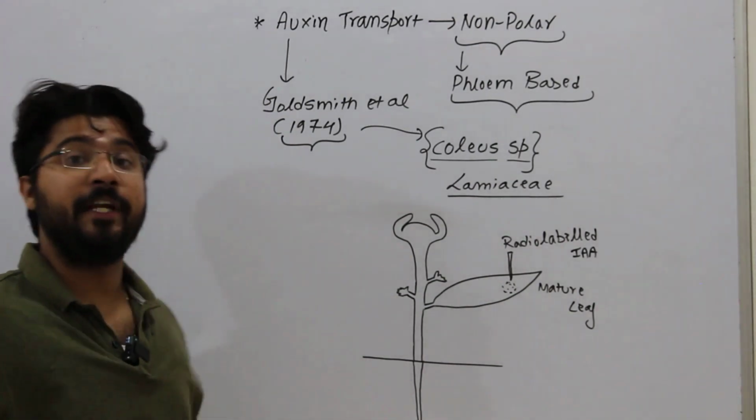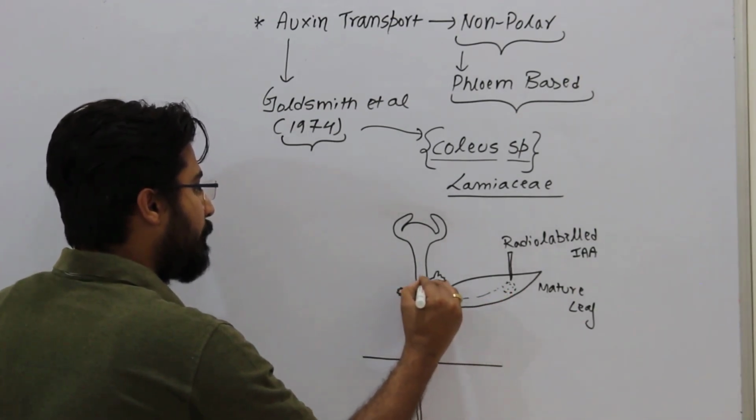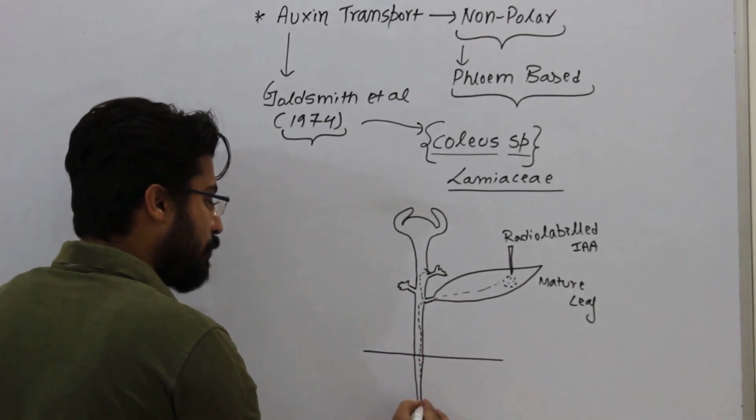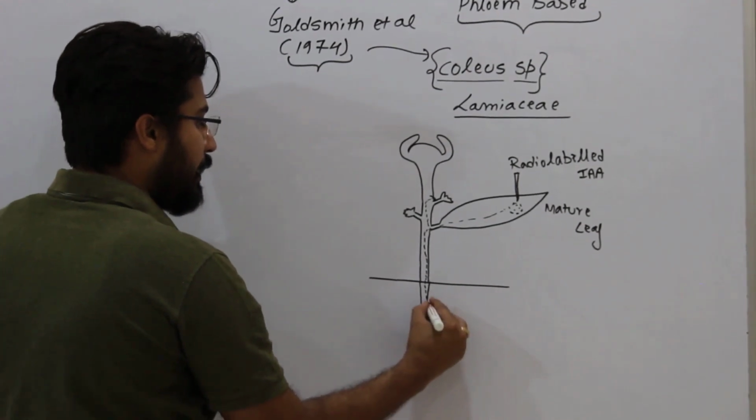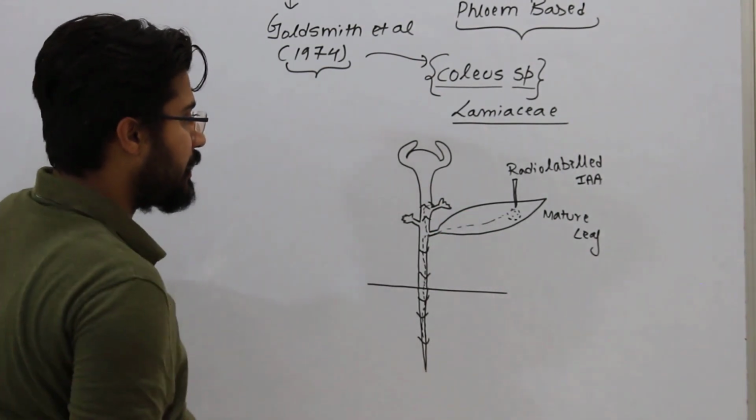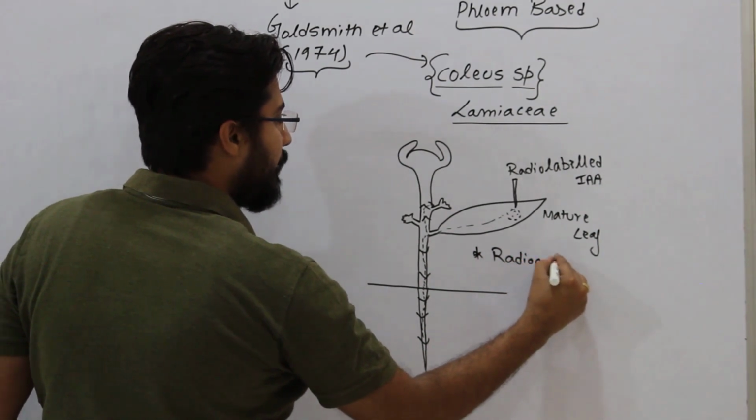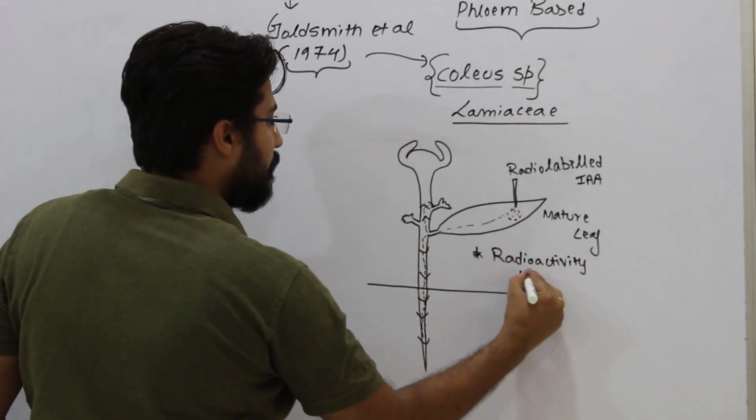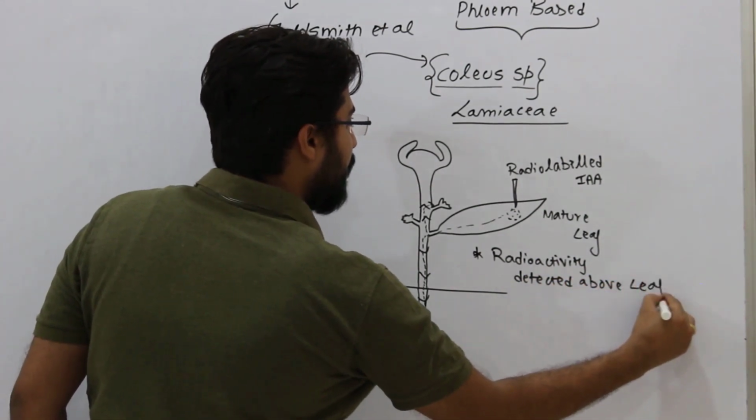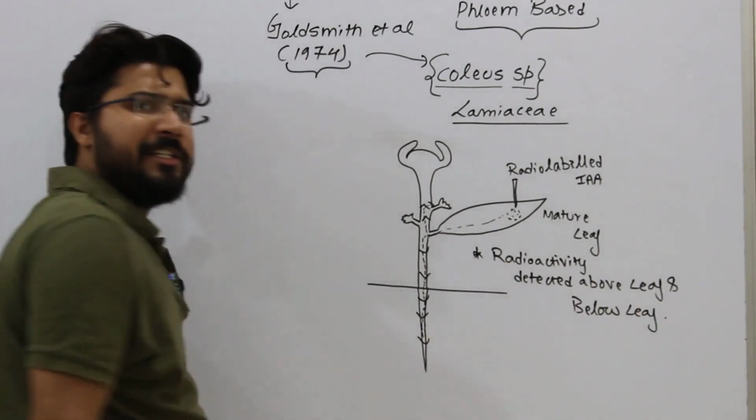And after a few hours of the experiment, what they could find was that this particular IAA could move into the buds which were present above the level of the leaf. This IAA could also go down into the roots, right? So this radioactivity can be detected everywhere. I hope you understand this particular thing. What we are seeing over here is radioactivity detected above the leaf and below the leaf. Now can you tell me the significance of that?